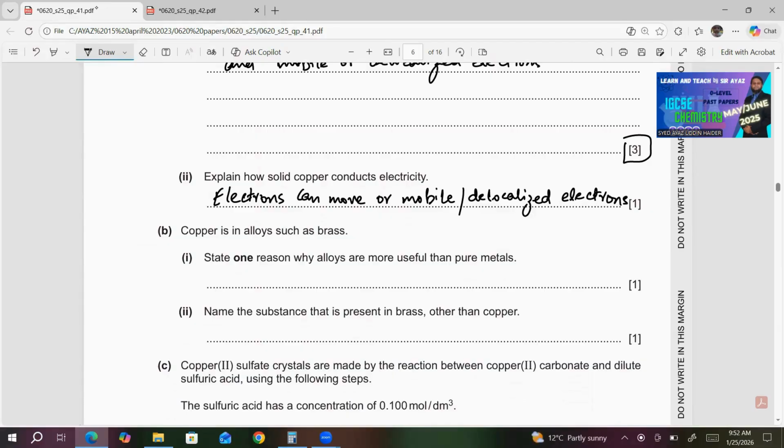B. Copper is in alloys such as brass. 1. State one reason why alloys are more useful than pure metals. Definitely they are less malleable, less ductile, and this is due to the reason that they are harder or stronger than pure metals. So you can even write harder or stronger. Name the substance that is present in brass other than copper. This is something which you have to learn. Zinc is the other metal present in the brass.